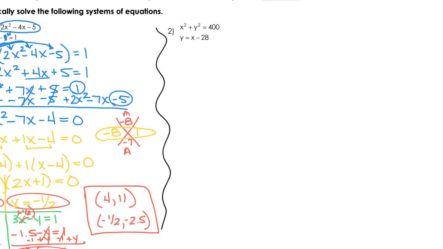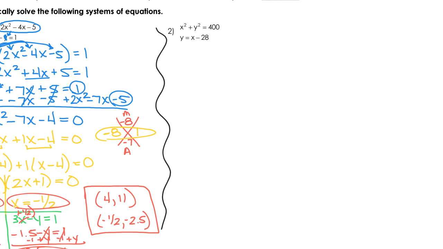This is a circle at the top with a center at 0, 0. I can tell that it's a circle because both the x and the y are squared, or some people will say it has 2 squared terms in it. And the second equation is a line because nothing is squared. Again, we're going to use substitution.